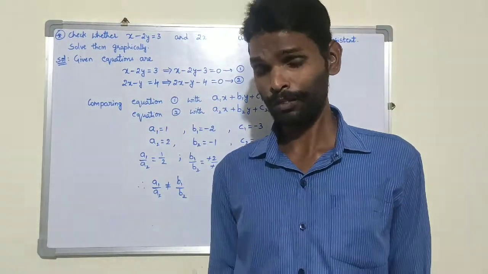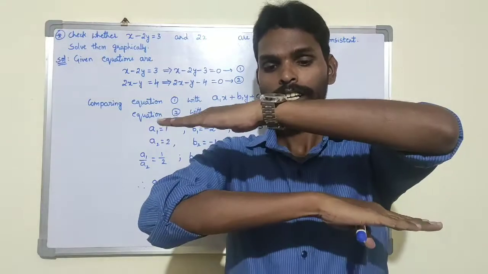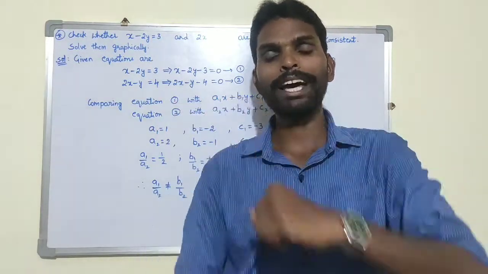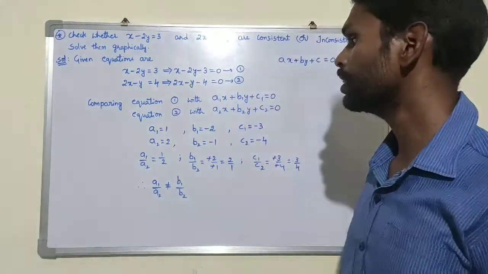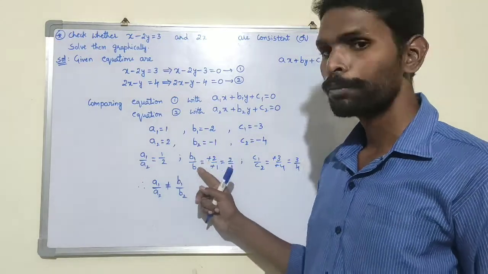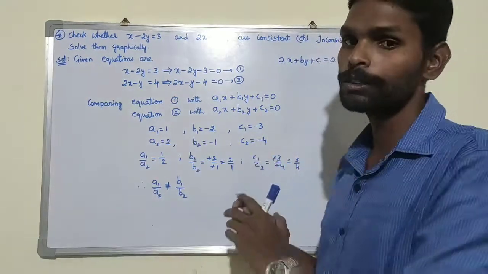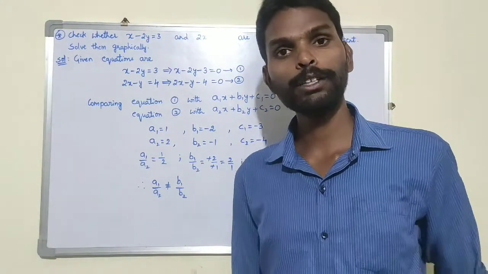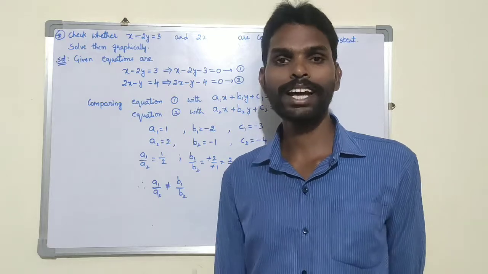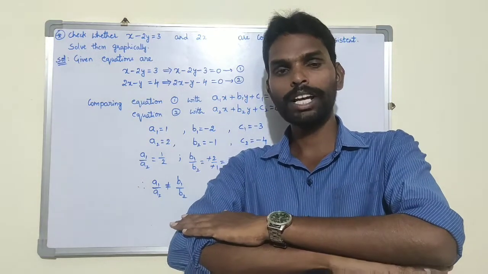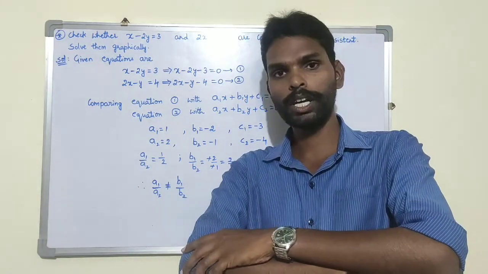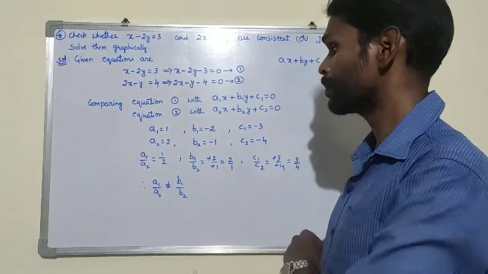If you want to represent parallel lines, you can represent them like this. For parallel lines, what will be the condition? A1 by A2 equal to B1 by B2 not equal to C1 by C2. If you want to represent coincident lines with hands, you can represent them like this: one line on the other. Both lines are the same and you have the same values for both lines.